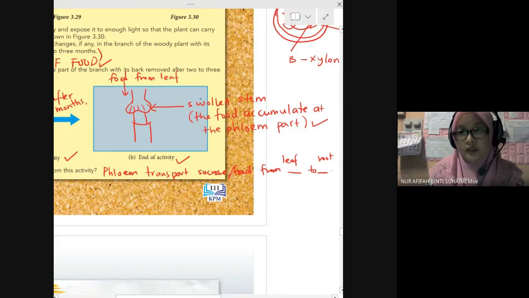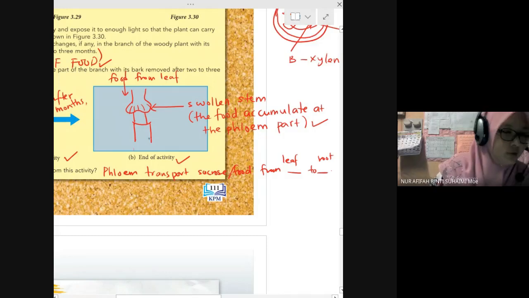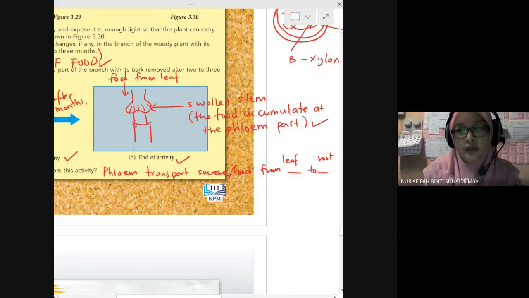Then the stem becomes swollen like this. So you must draw it like this. And then the other part, the below part, is normal as usual. It means it will shrink a little bit, because it cannot receive the food. Okay, this one, swollen stem.